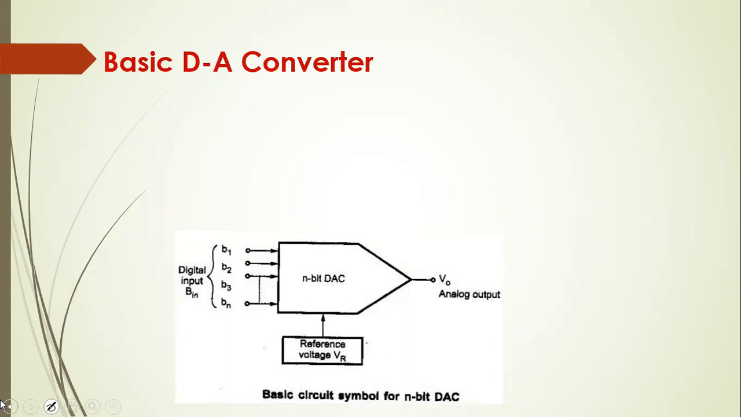Here the input data will be in terms of binary data. We have taken input data of n bits, and this is applied to the D2A converter block. With respect to the reference voltage, this D2A converter converts the digital data into analog form. So the input is digital and the output is analog.